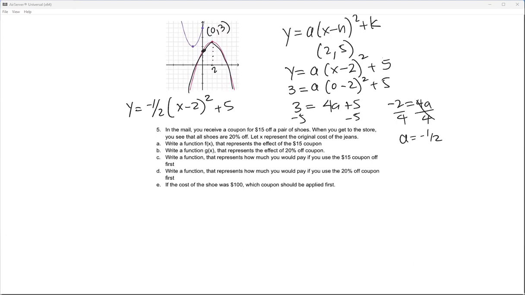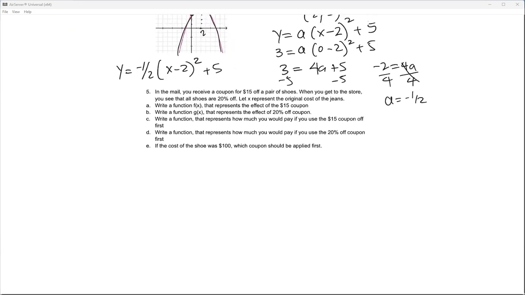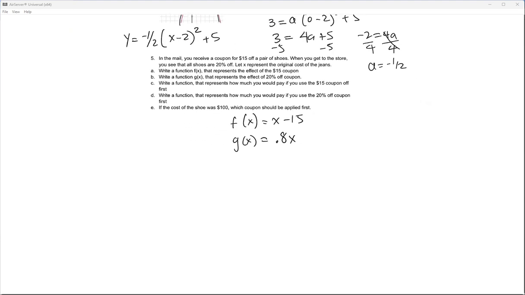So let's finish this out. Number 5 real quick. Let's see here. So f of x is equal to x minus 15. The g of x is equal to, this 20% off, it would be 0.8x, right? And then write a function that represents how you would pay using the $15 coupon first. So I believe that's the 0.8. Let me just figure this out. And then x minus 15.